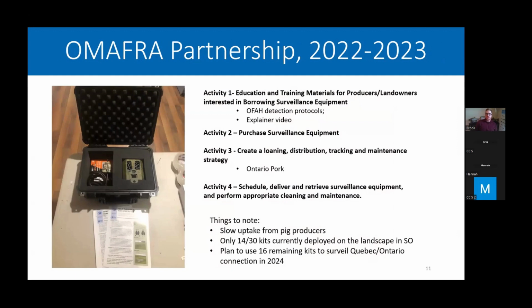Then we were really fortunate to develop a partnership with OMAFRA, the Ontario Ministry of Agriculture, Food and Rural Affairs. This side of the program allowed us to generate 30 kits. I'm not sure if I mentioned it, but the first Green Shovels program had 50, so now we're up to 80 kits. These 30 kits were really focused on pork producers and individuals who farm pigs in Ontario.